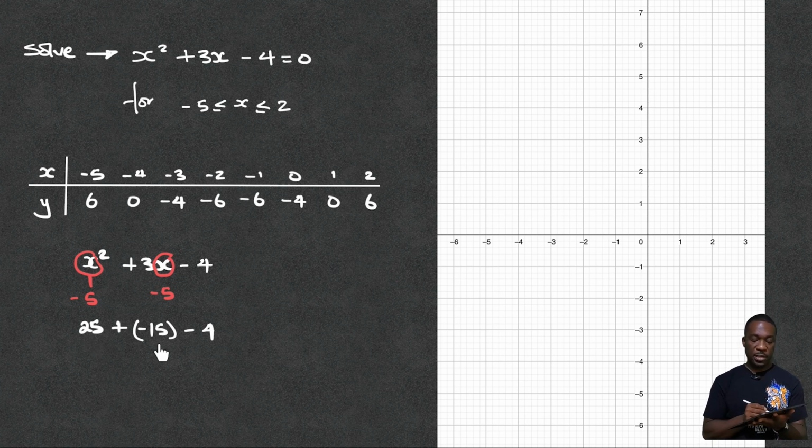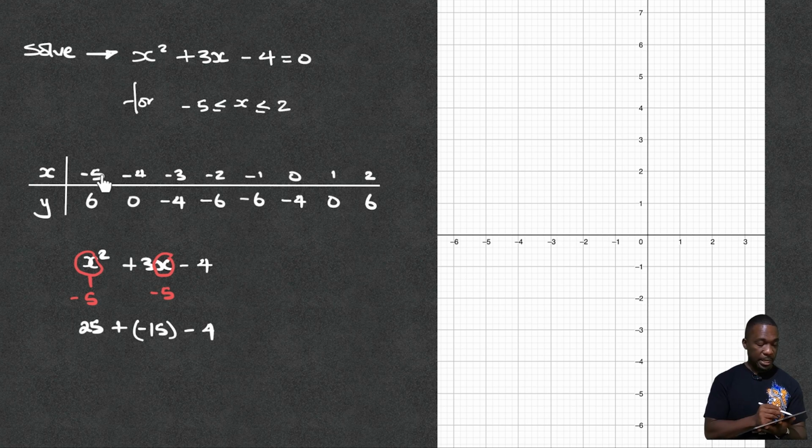25 take away 15 gives me 10. 10 take away 4 gives me 6. And that's why there is a 6 there. Okay, so that's how we get those answers. You can use that method to find the answers for all the other parts in this. You can even draw it in a lovely, beautiful table if you like. Anyway, now that I've got those, I am now going to plot this and then draw it, and then I'll give you some tips and tricks about what happens while you're drawing it.